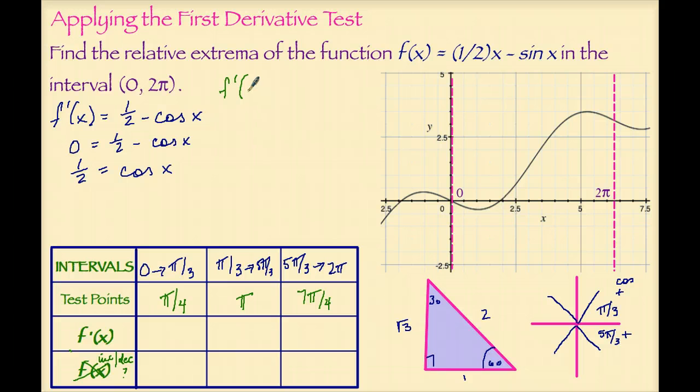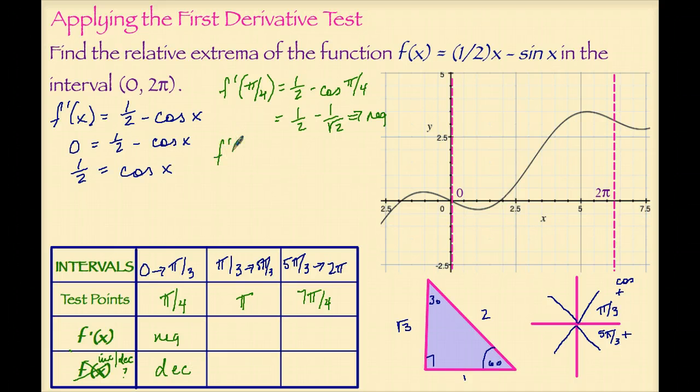What's the first derivative at pi over 4? At pi over 4, that's going to be 1/2 minus cosine of pi over 4. Well, cosine of pi over 4 is the square root of 2 over 2, or 1 over the square root of 2. 1/2 minus 1 over the square root of 2, even if you don't know exactly what that number is, it is a negative number. That tells us that this interval has negative slopes, meaning it's decreasing there.